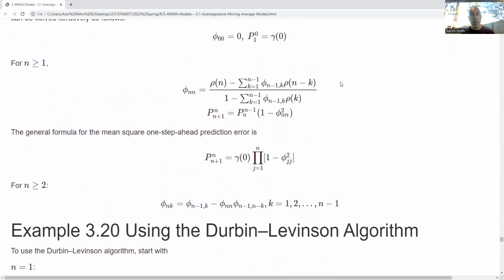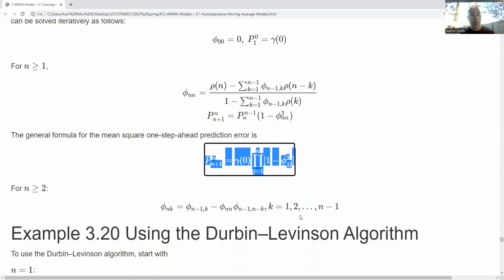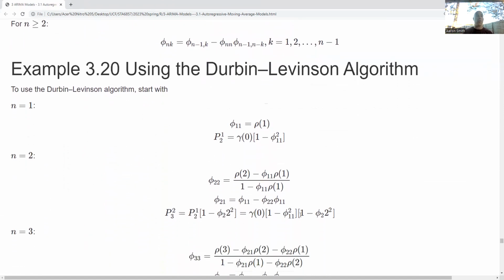And so here, this is going to give us a formula for getting our coefficients. And this will give us our mean squared error. So let's run through an example of actually doing this. All right, so what we're going to do, we're going to go ahead and actually just start crunching this out.